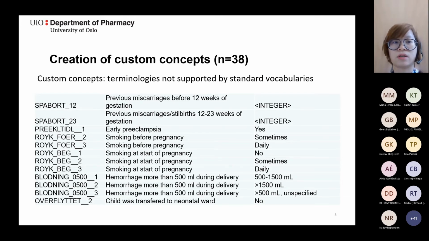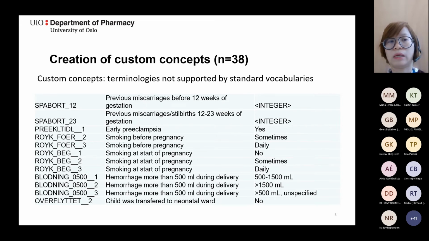The definition of a custom concept is terminology in our data that is not supported by the standard vocabularies. For example, the one that I put before in the slides that you see, whether the woman has a number of previous miscarriages before week 12 of gestation, and also the one between week 12 and week 23. And also we have some very specific information in terms of timing related to pregnancy. For example, smoking before pregnancy, smoking during pregnancy, smoking at the start of pregnancy, etc. So we try to capture as much information as possible in our mapping.